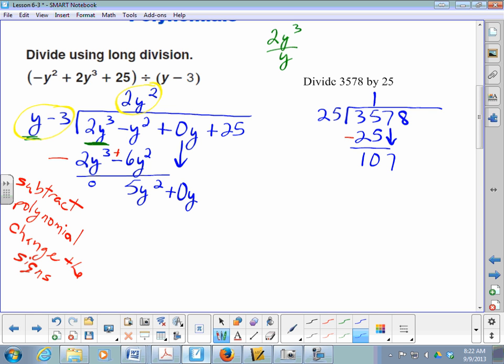Okay, so let's go back over to our arithmetic one then. I'm now at 107. What do I do now? How many times does 25 go into 107? It goes in there 4 times. All right. So I put my 4 over the 7, multiply them together to get 100, and then we subtract. And bring down the next number.